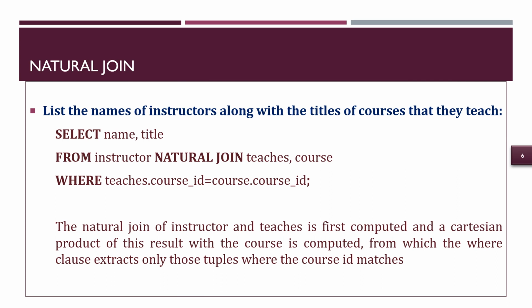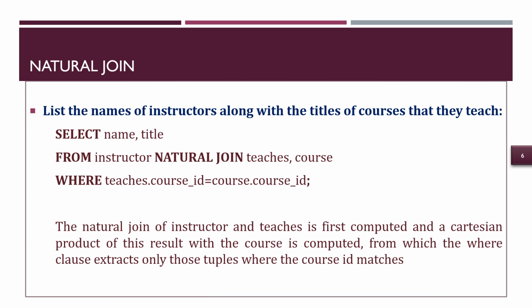So we want to perform the natural join operation between the instructor and teachers. Both have a common attribute named ID, so we are performing the natural join operation between these two tables. Select name, title from instructor natural join teachers, course where teachers.course_id is equal to course.course_id.